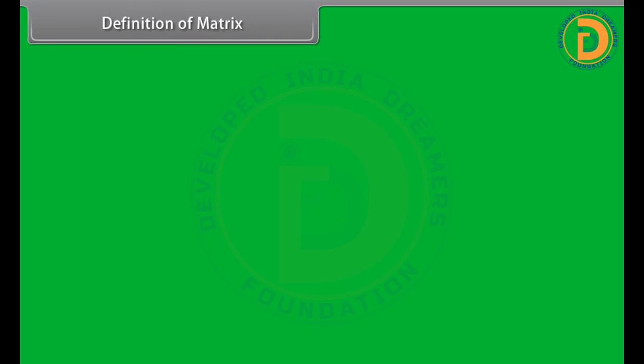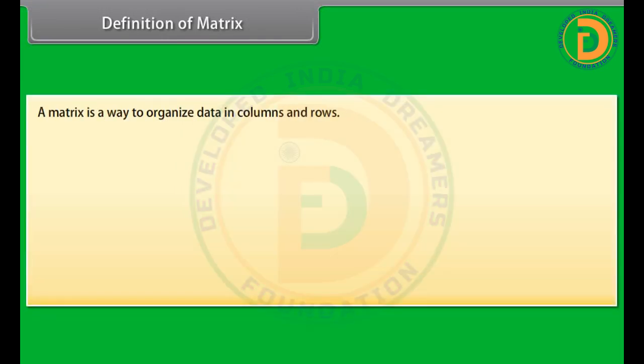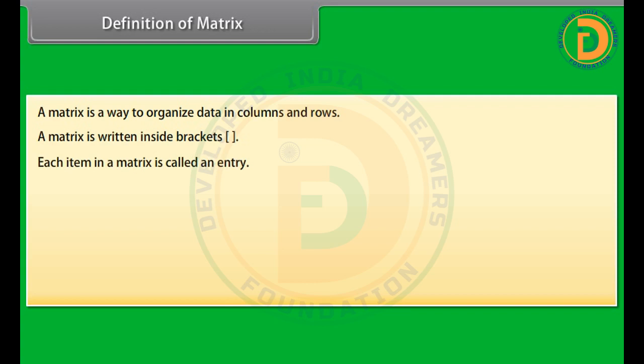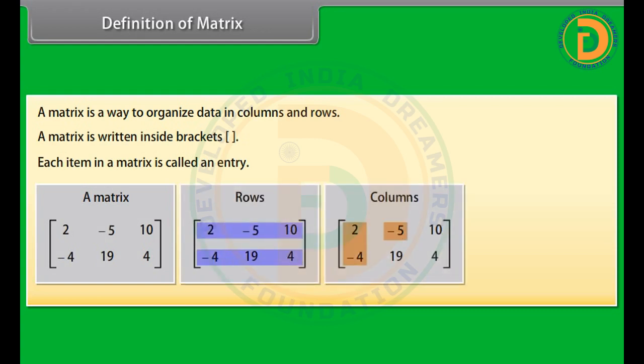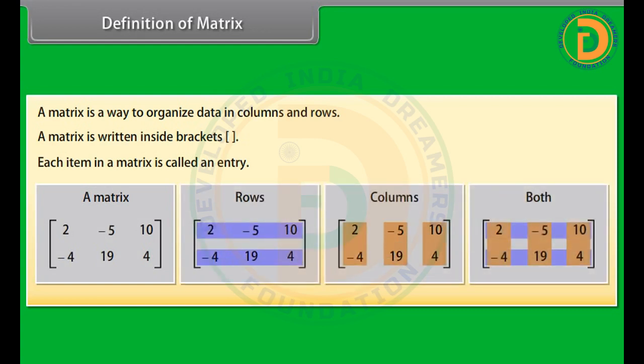Definition of matrix. A matrix is a way to organize data in columns and rows. A matrix is written inside brackets. Each item in a matrix is called an entry. Look at this matrix. It has 2 rows and 3 columns. The entries of the matrix below are 2, -5, 10, -4, 19, 4.